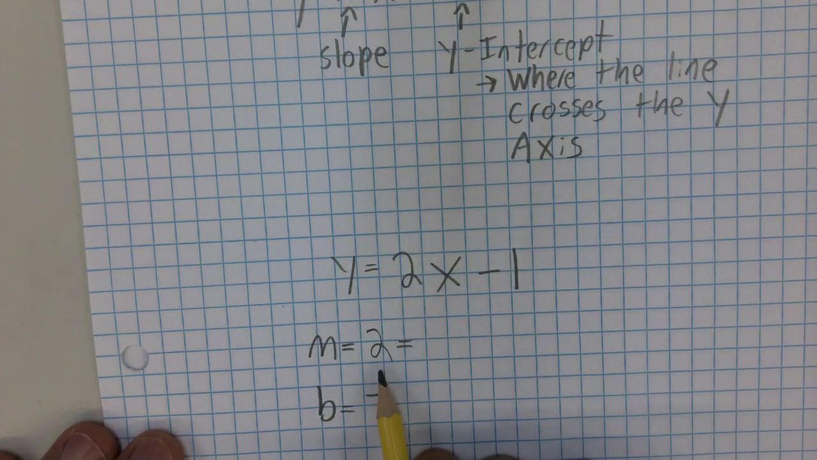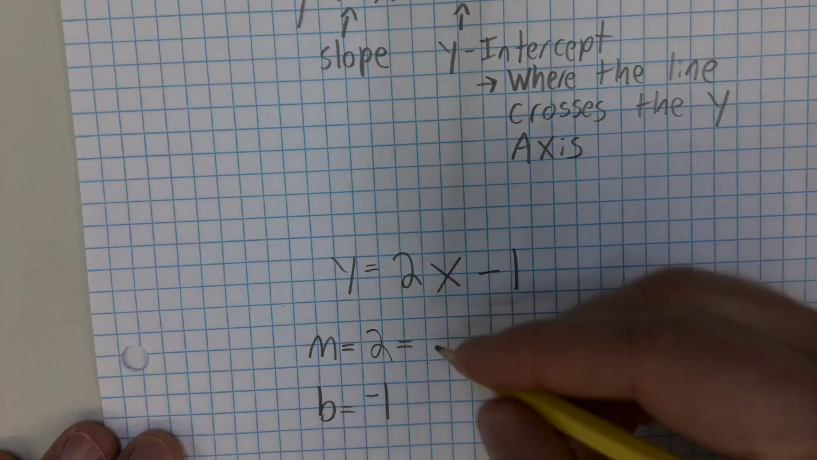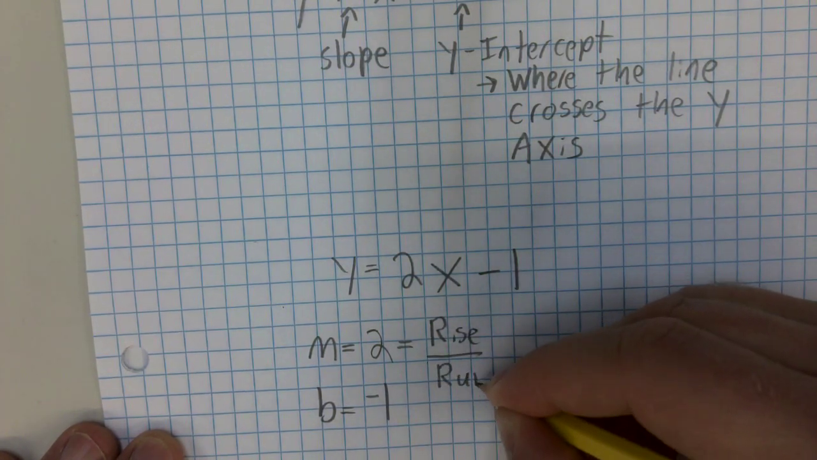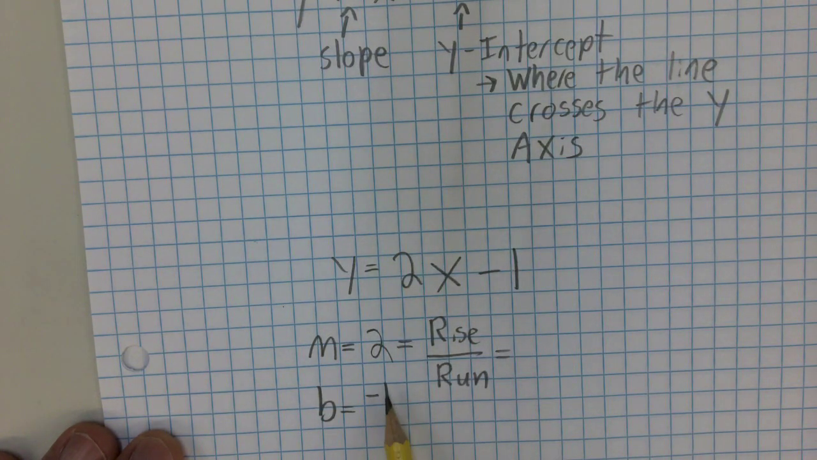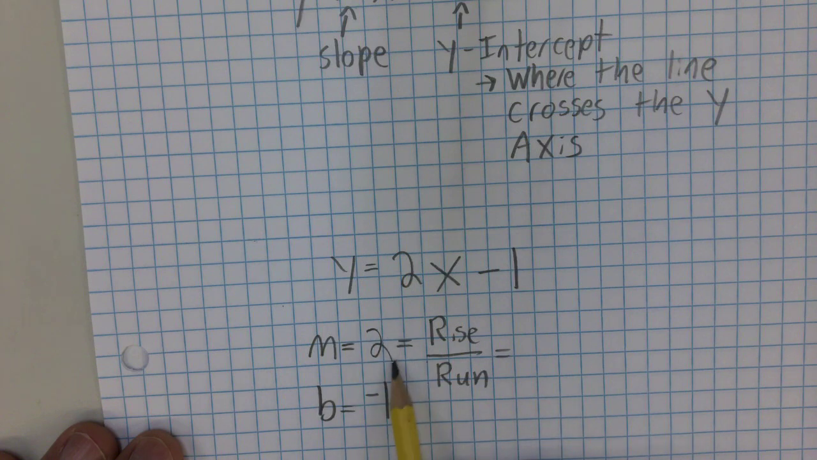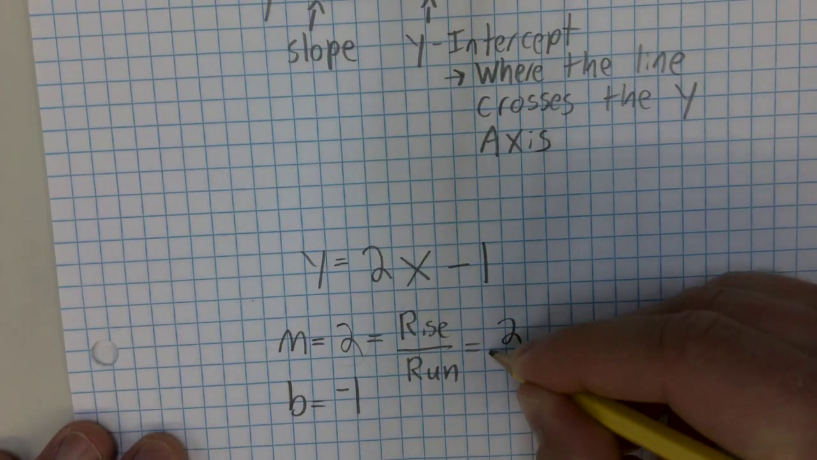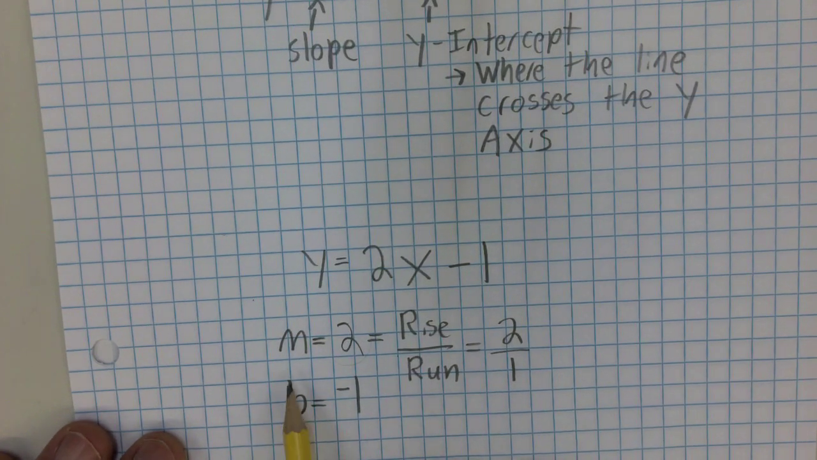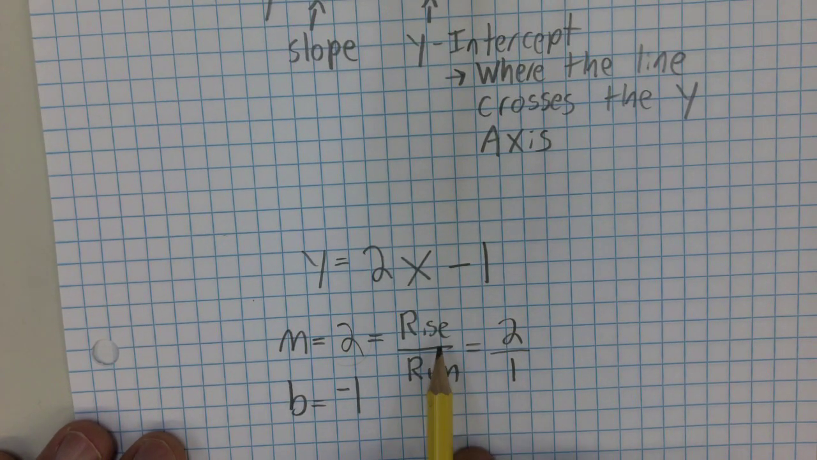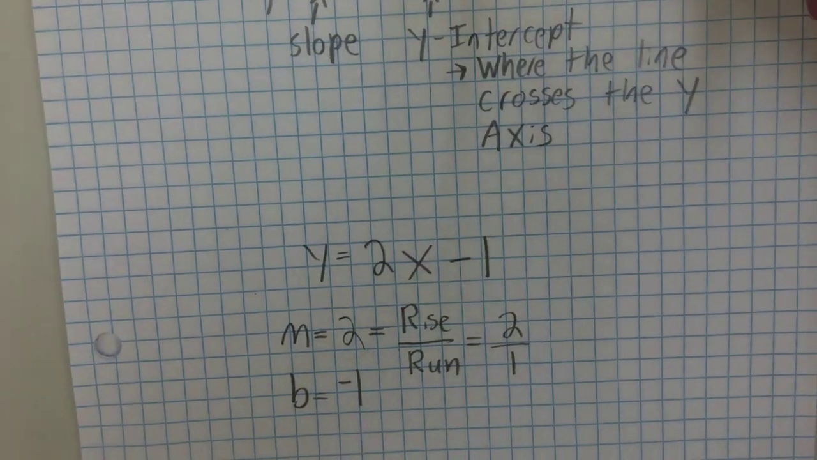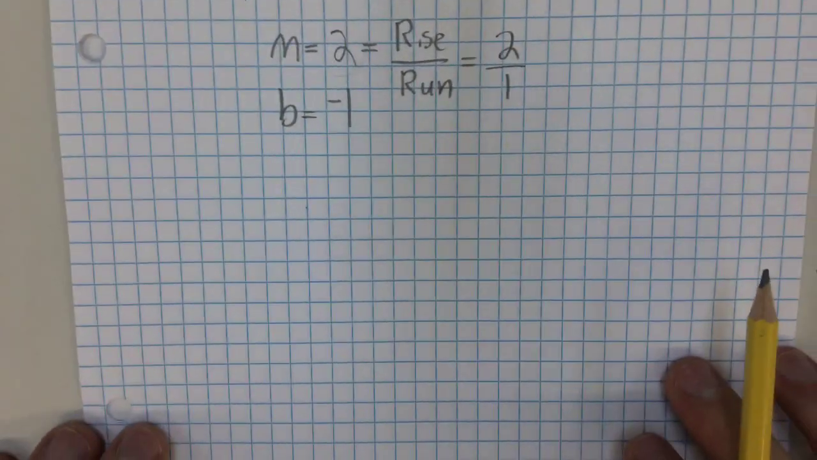I'm going to dive a little bit deeper here with our slope. Remember, slope is written as rise over run. So we always want our slope to be written in fraction form. So we're going to take this whole number 2, and we're going to put it in fractional form by just putting it over 1. So our slope is actually going to be 2 over 1. That's going to account for the rise and the run. And our y-intercept is negative 1. Now we're ready to graph.